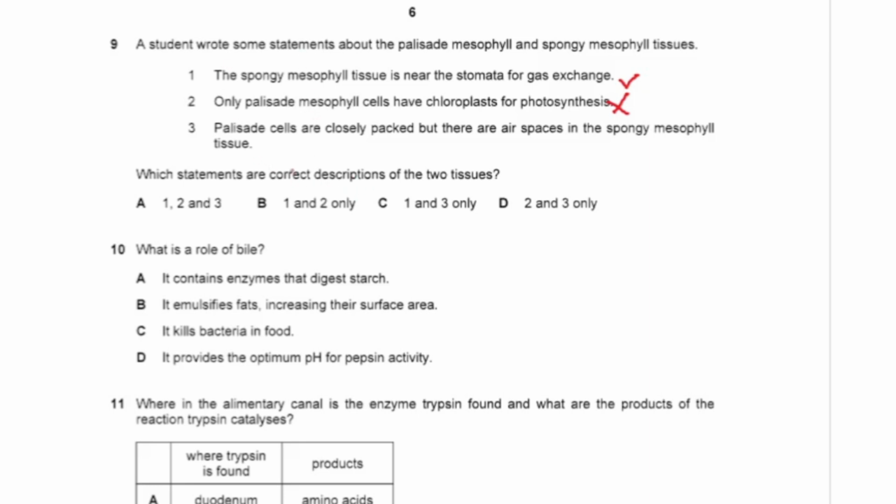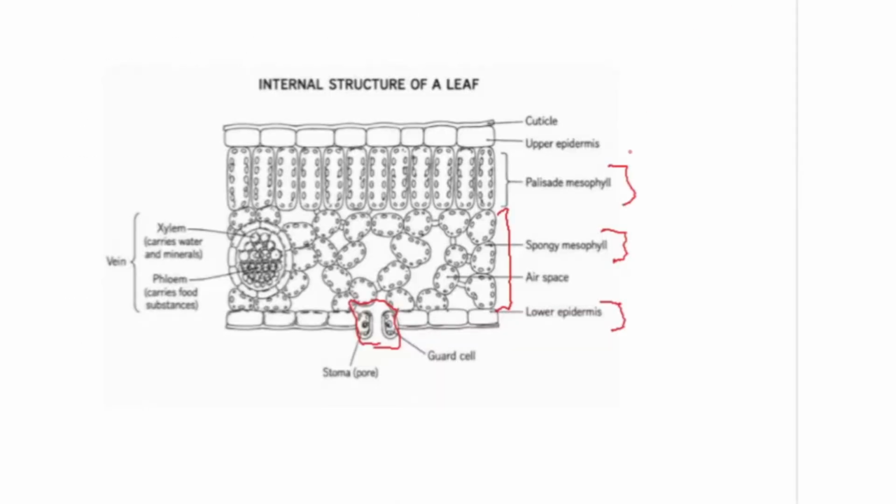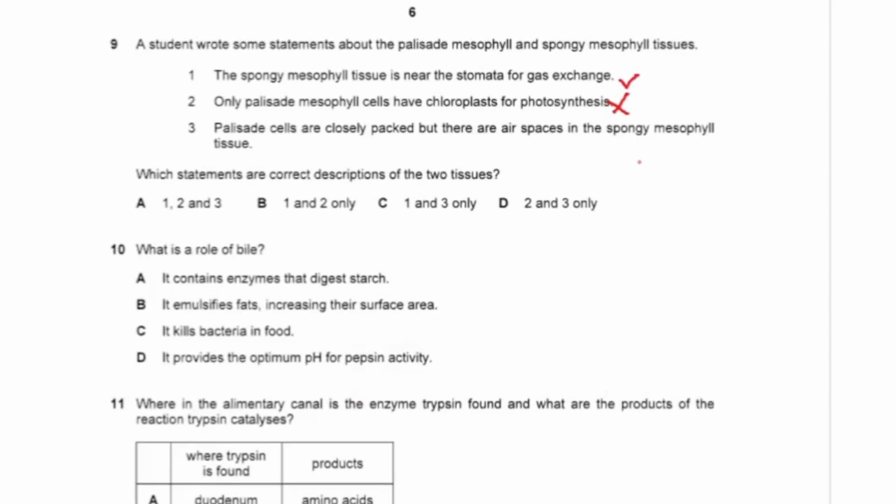The third statement says palisade cells are closely packed, but there is an air space in the spongy mesophyll tissue. From the diagram we looked at a while ago, that is also very correct. The palisade mesophyll cells are closely packed, and this is an adaptation to have a wide surface area to trap enough sunlight for photosynthesis. But you can see all these air spaces in the spongy mesophyll cells. All these are air spaces that allow for what? For gaseous exchange. So the third statement is also very correct.